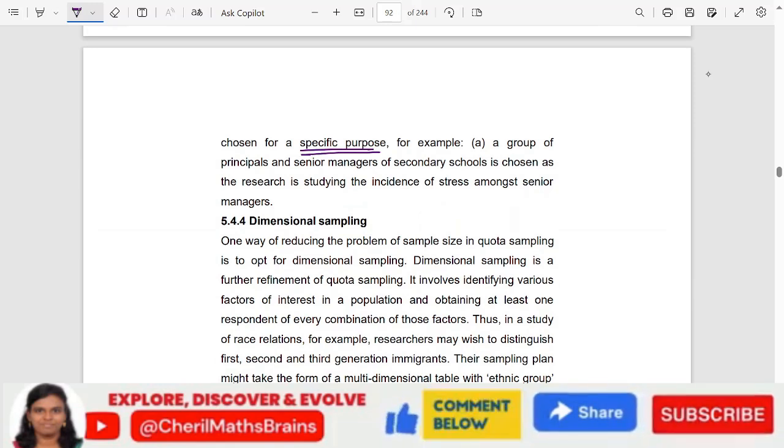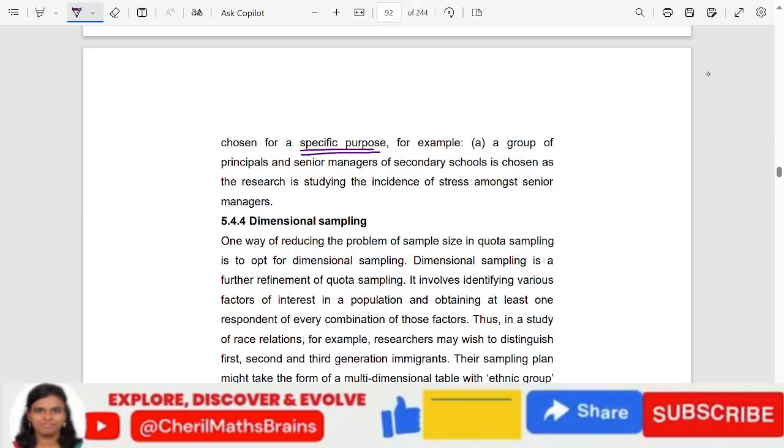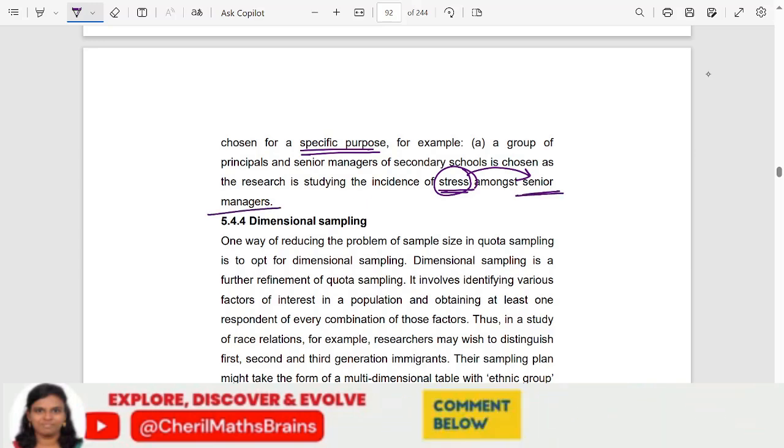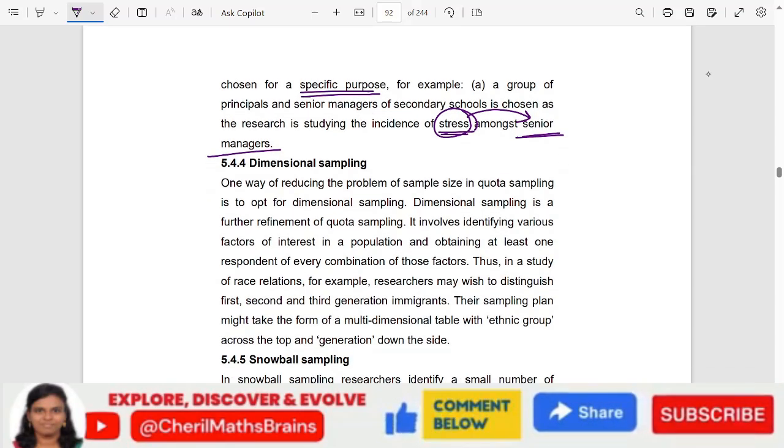Here they are giving you an example: a group of principals and senior managers to study the incidence of stress. So you need to find the stress among senior managers. You have to take only senior managers. You can't take other people at all. So that is your purposive sampling.